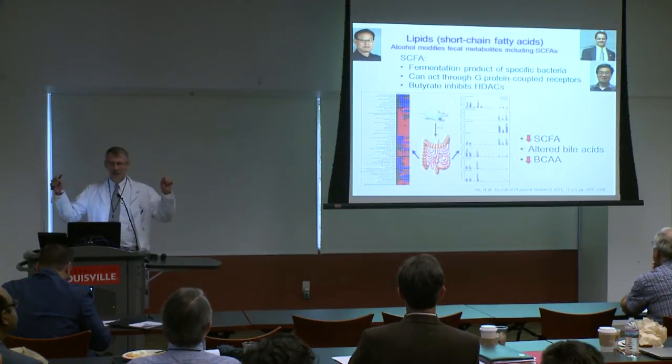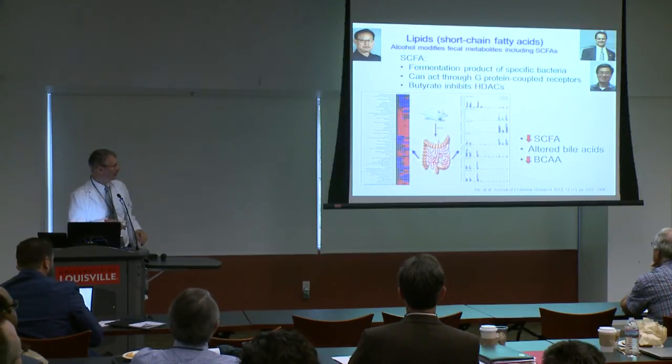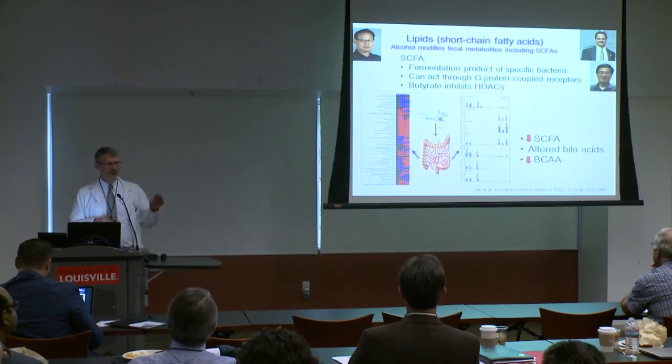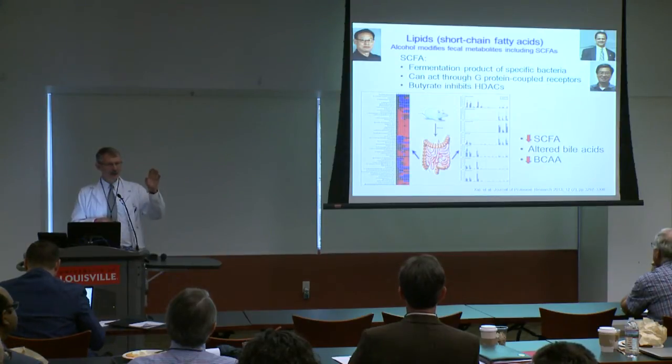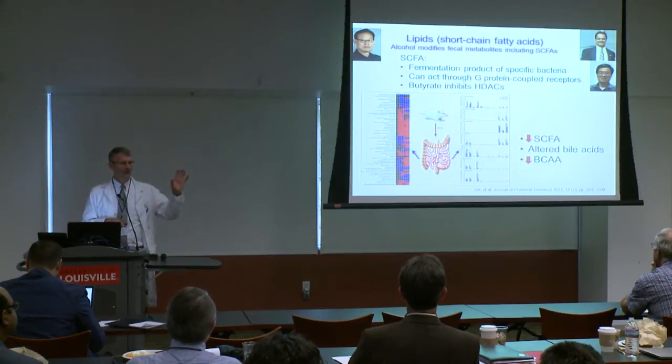The next thing we'll talk about, we've gone from a trace metal to a fat. And these are some of our metabolomic studies. So we feed these animals a high-fat diet for 6 to 8 weeks, or we can feed them an alcohol diet and then take their stool and do metabolomics. We can do metabolomics in the liver or the serum too, but we're focusing on stool. And this is the alcohol study. So in alcohol, you see a consistent picture with a decrease in short-chain fatty acids, altered bile acids, and a decrease in branched-chain amino acids. So almost identical to what we saw with the antibiotic feeding.